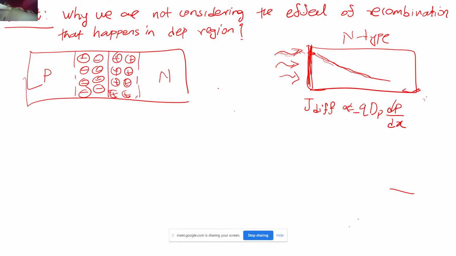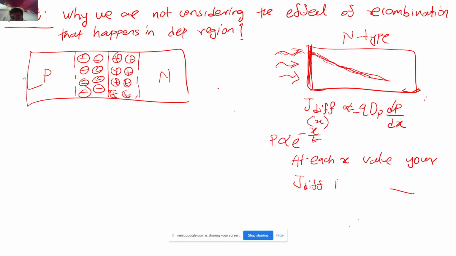Now I have one question for you. You all know this is an exponential decay, and this is J diffusion of x. If p is, let's say, exponential to the power minus x by L or something like that, then at each x value your J diff is changing, correct? So can you tell me what is actually happening here?